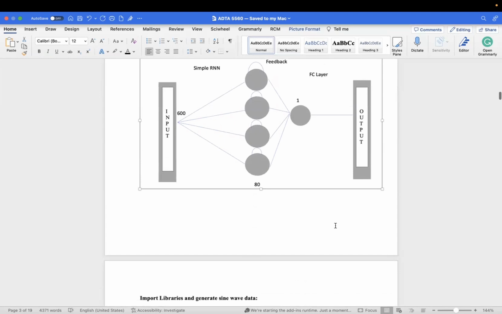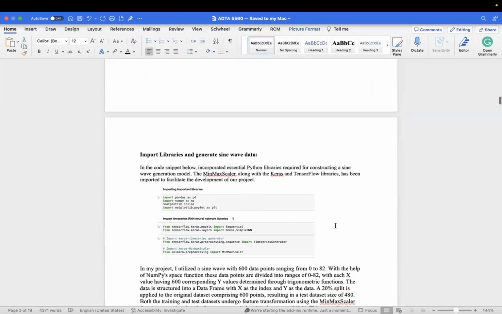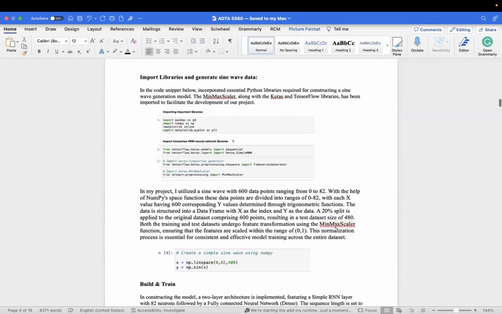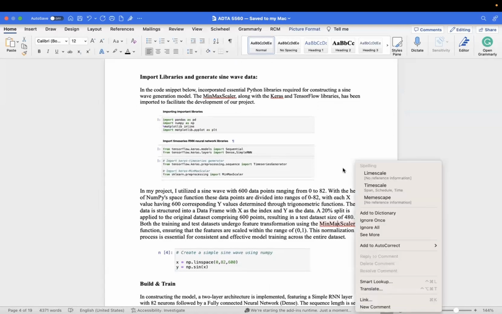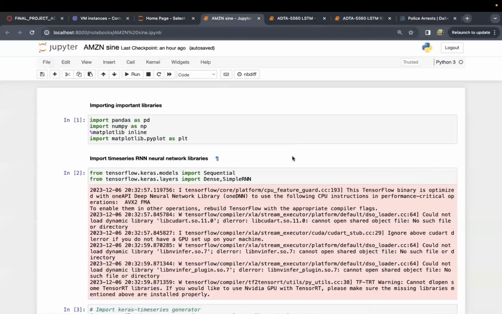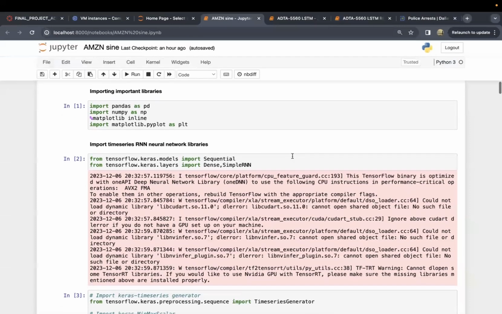Coming to the code part of the simple RNN with the sine wave data. For this, I have used GCP for the code part.